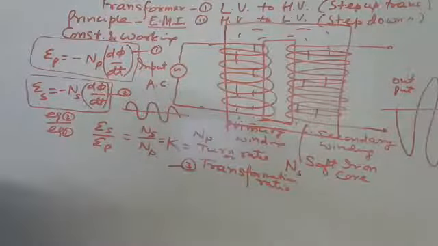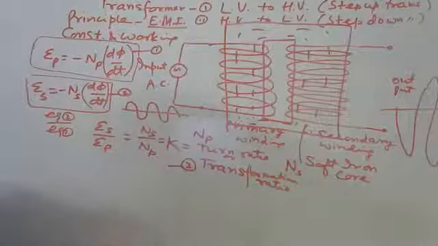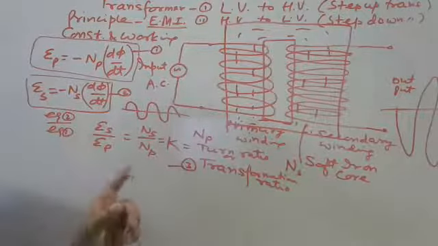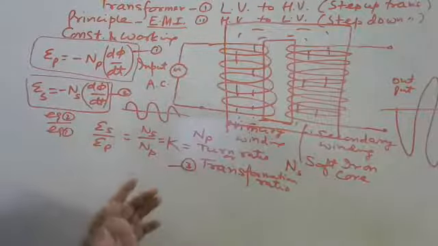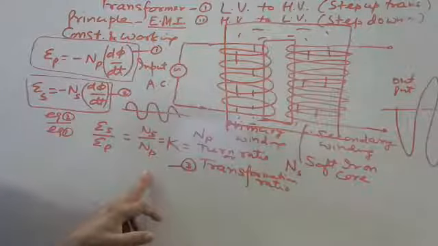We see here that because of the soft iron core, most of the lines of force are linking. So the rate of change of flux linkage is the same in the primary and also in the secondary. So basically only the number of turns plays an important role.